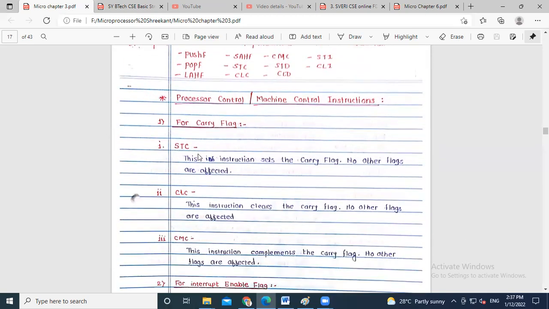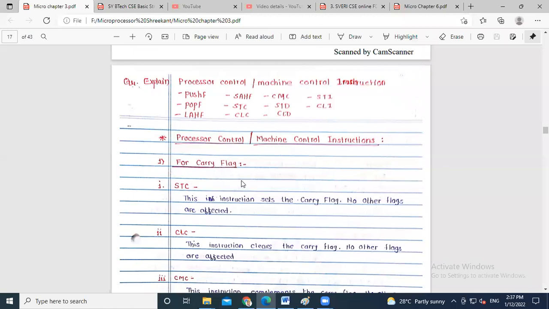Okay. So here the first one, I'll take STC. STC means what? This instruction sets the carry flag. It sets the carry flag and no other flags are affected. We are going to set only the carry flag; the remaining eight flags are not affected. For that we are using STC.